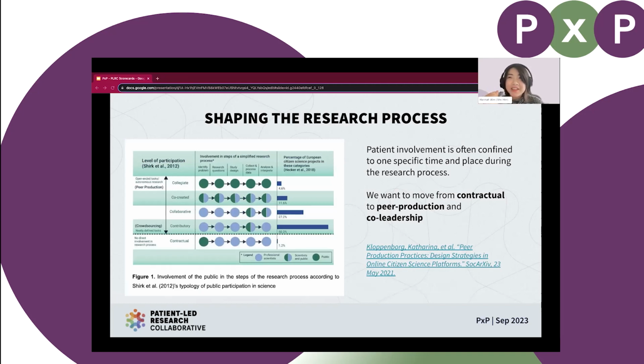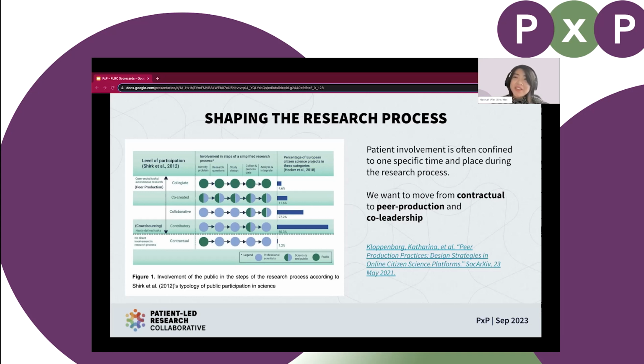Now, I want to get a little into why we're doing this and what we've noticed writing papers and trying to put together a team of 50 to really dig into long COVID and come up with hypotheses. We've been doing this for 3 years, and we've noticed that when patients are approached for collaboration, our involvement is often confined to a specific time and place during the research process.